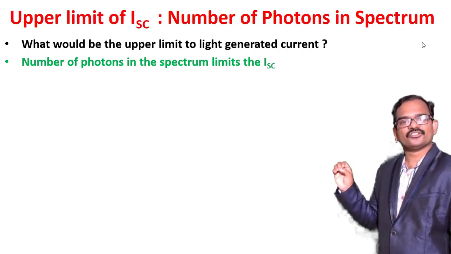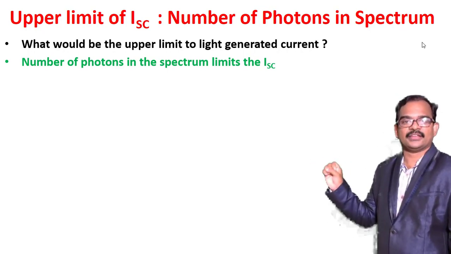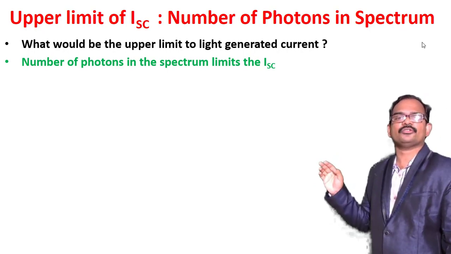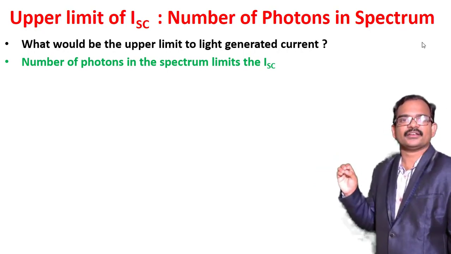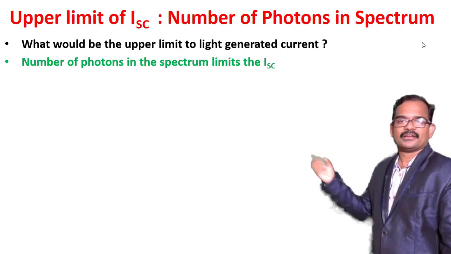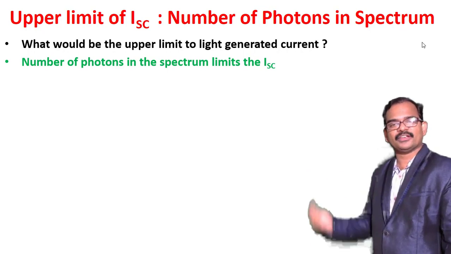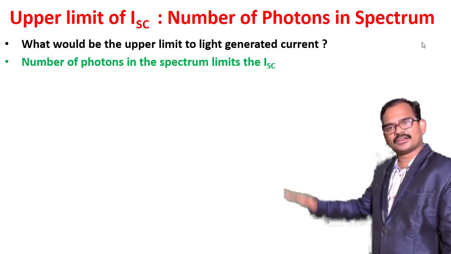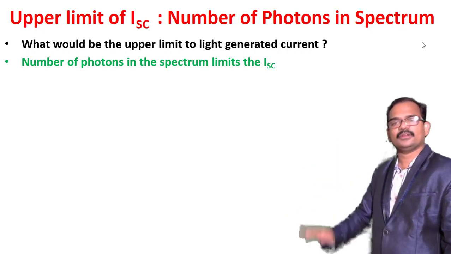The solar radiation consists of photons, and thereby the number of photons is proportional to the short circuit current. The short circuit current is proportional to the number of photons in the solar radiation spectrum. As the number of photons is more, then obviously the short circuit current is also high. If the number of photons is less, then the short circuit current is also less.